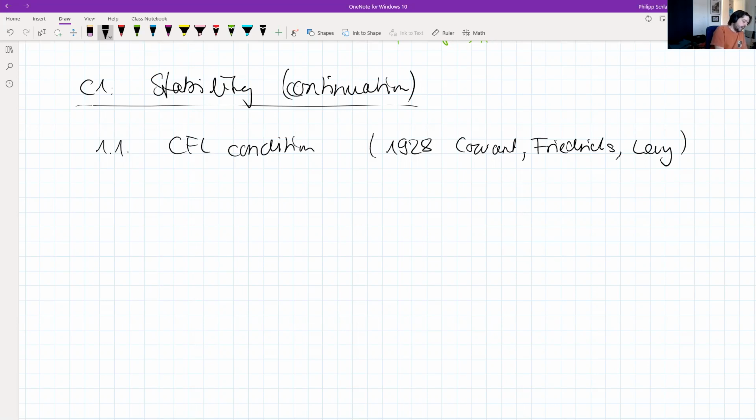So what does the CFL condition actually mean? Let's look at the advection equation.